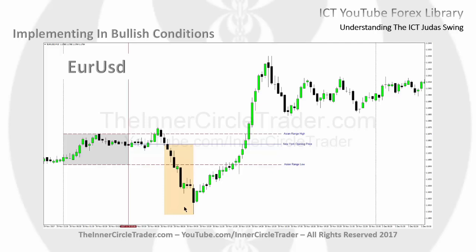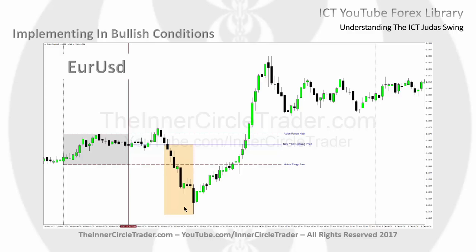My initial teaching, when I was teaching on BabyPips, when I was doing videos for that community, it was right away snatched up by a lot of traders and said, well, this is a Judas swing, or that's a Judas swing, and I didn't give you the details that I'm giving you here. Okay, so there's a specific element that has to be there, otherwise it's not a Judas swing.